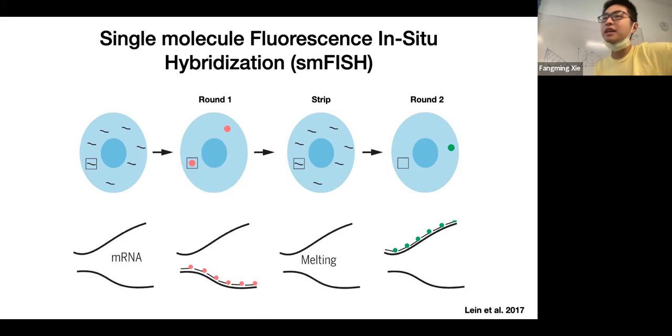And you can actually do it with many rounds. For each round, you can strip away the previous round and introduce different kinds of probes that allow you to bind a different gene. So now you can do multiple rounds of imaging, with each round measuring one gene, but you cannot hope for more, like measuring maybe 100 genes, because if you do 100 rounds of imaging, the tissue is going to be unstable and everything is degraded, but you can measure a few. That's how single molecule FISH preserves spatial information.